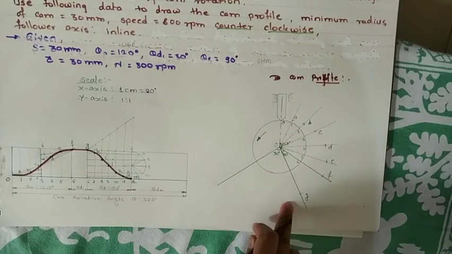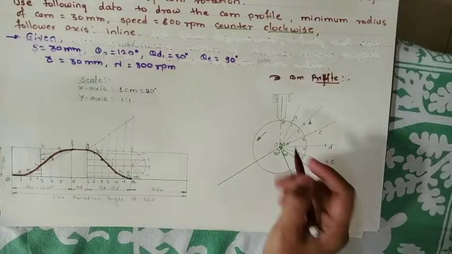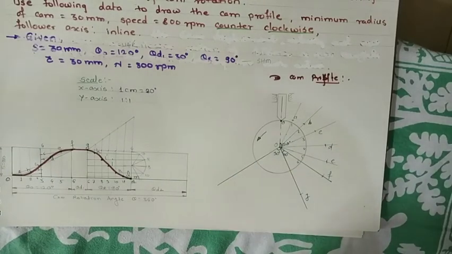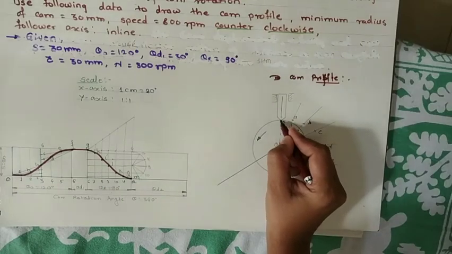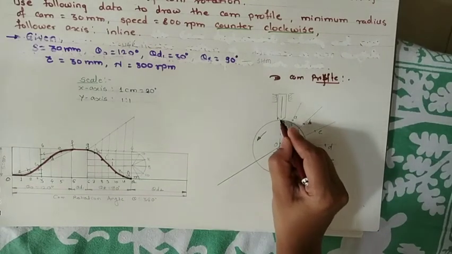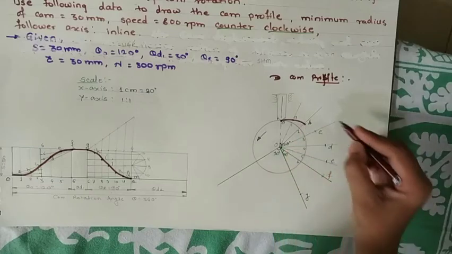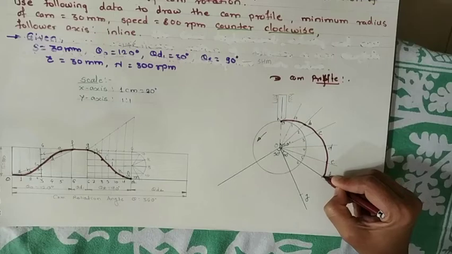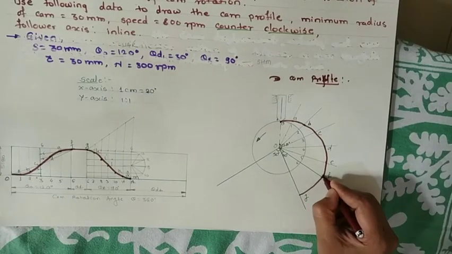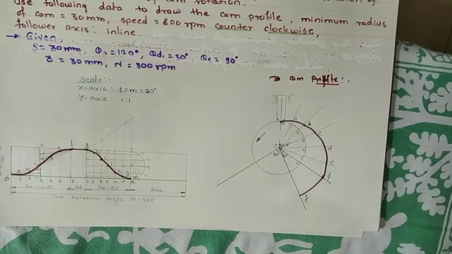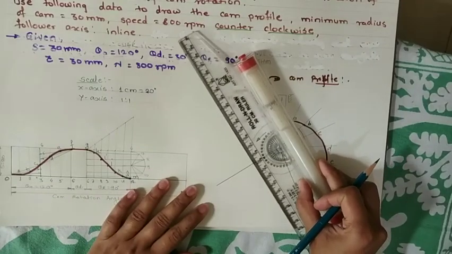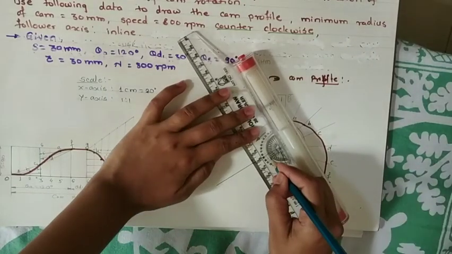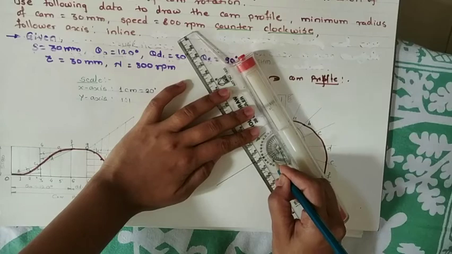Now join all these 6 points with a smooth curve, starting from this O, the center O, where your follower, that is the knife edge follower, is in contact with your base circle. Now just join all these points with a smooth curve. Similarly, divide your return stroke into 6 equal parts, just like your outstroke.